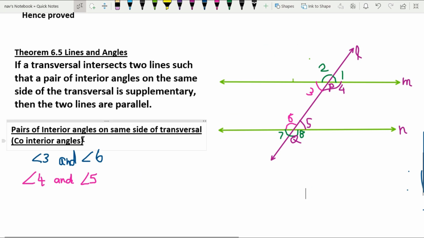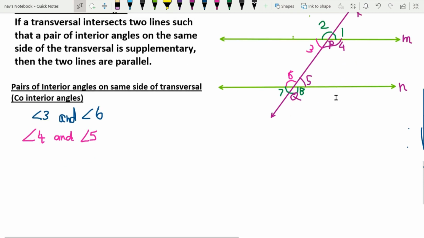So we have written the pairs of co-interior angles. Let me say it once again. Angle 3 and angle 6 will form one pair because they are on the left side of this transversal L. And similarly, angle 4 and angle 5 are on the right side of this transversal L.